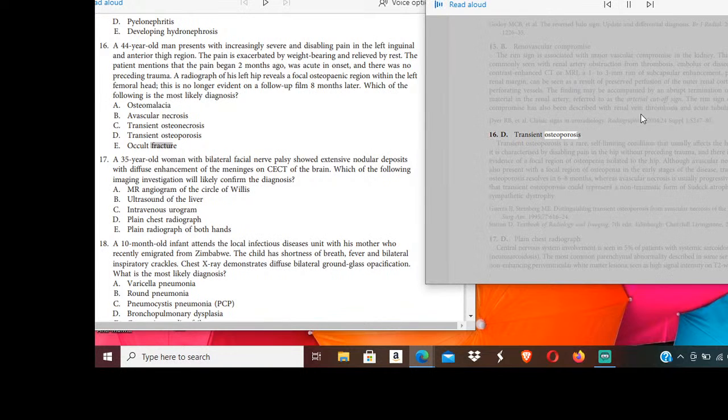16. D. Transient osteoporosis. Transient osteoporosis is a rare, self-limiting condition that usually affects the hip. Classically, it is characterized by disabling pain in the hip without preceding trauma, and there is radiographic evidence of a focal region of osteopenia isolated to the hip.